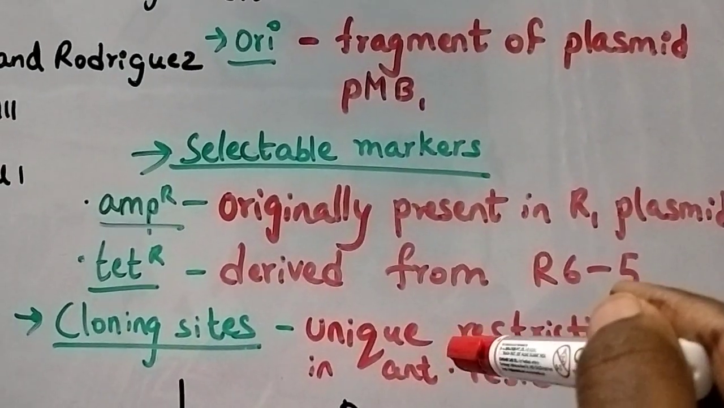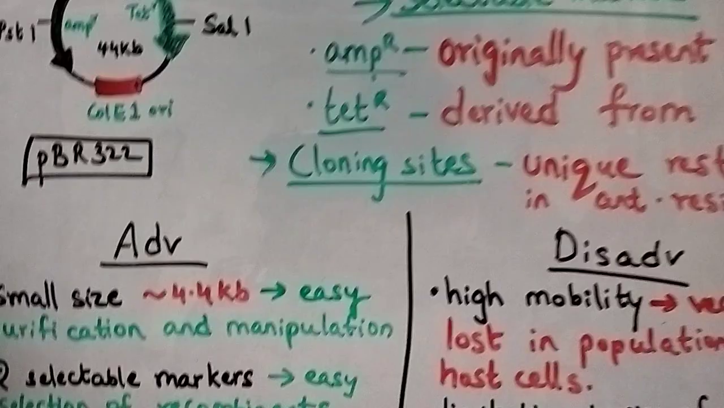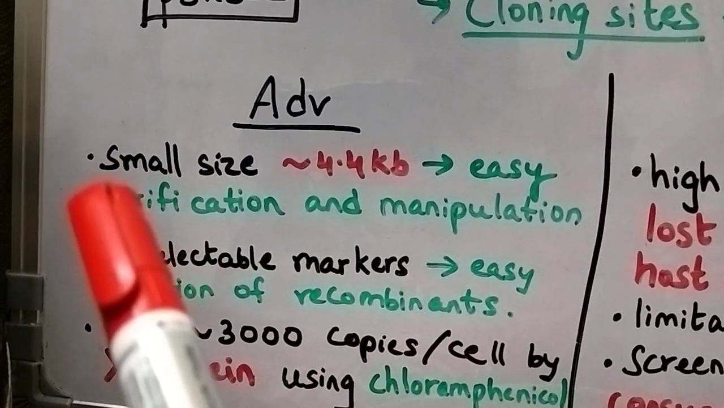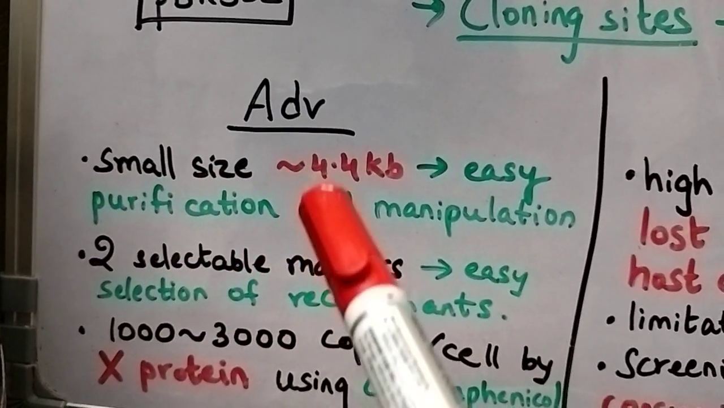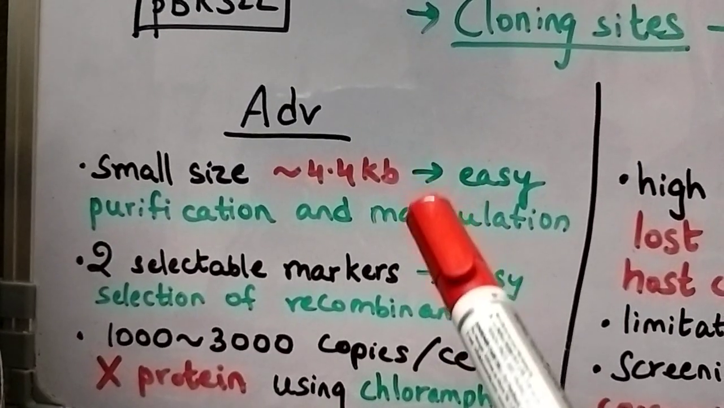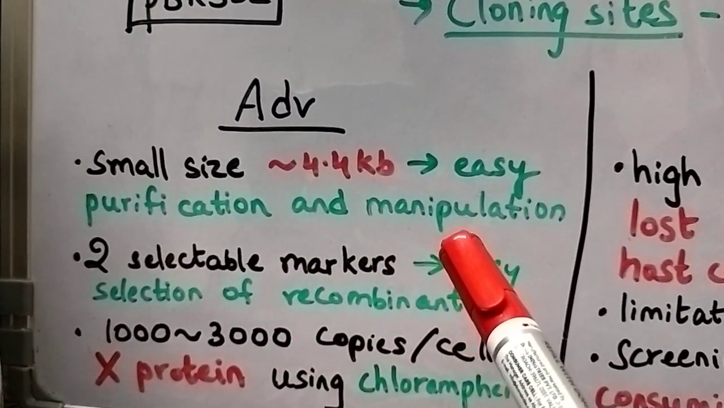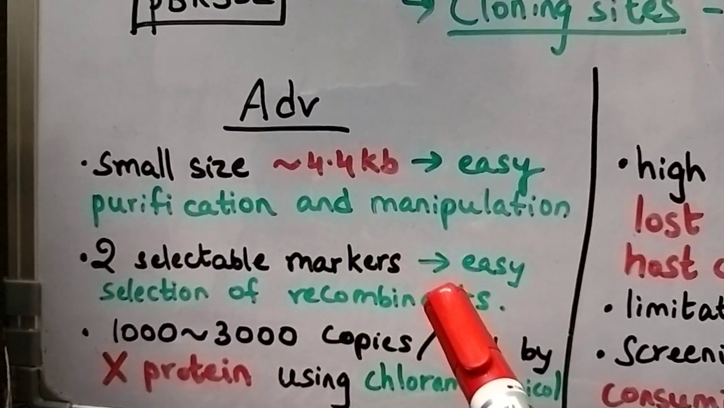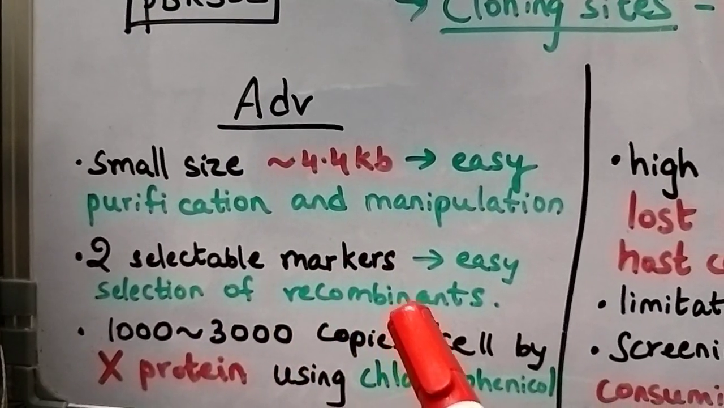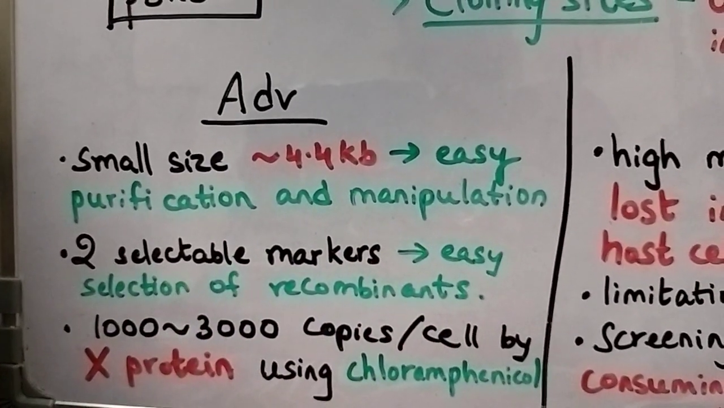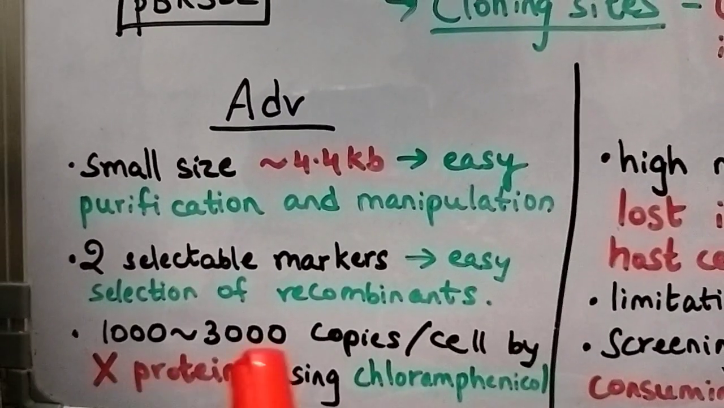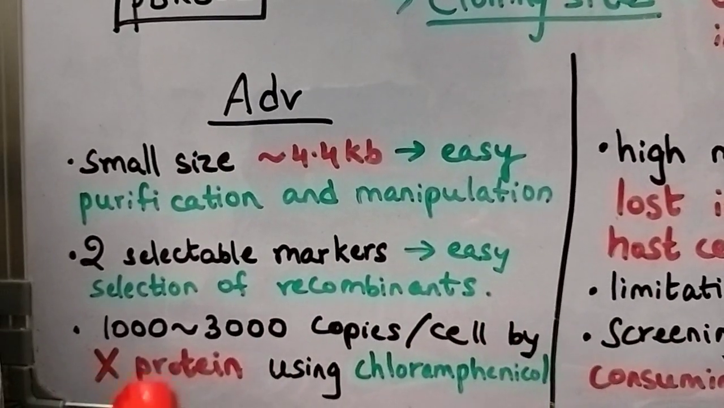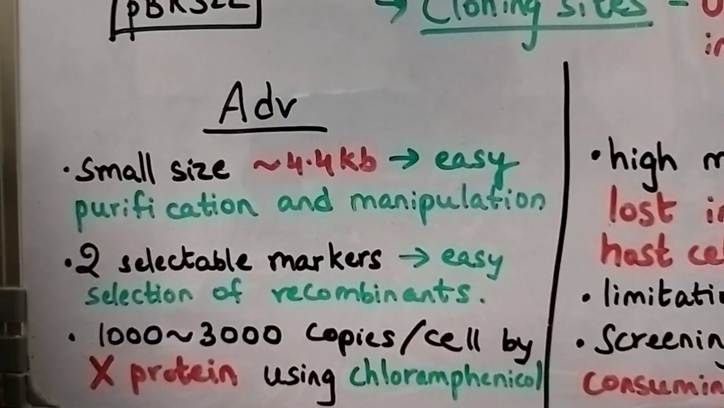PBR322 cloning vector. Now moving on to the advantages and disadvantages of PBR322 vector. First advantage is small size. It is approximately 4.4 kb in size, hence it facilitates easy purification and manipulation. It has two selectable markers, hence it facilitates easy selection of recombinants. It can be amplified to 1000 to 3000 copies per cell by stopping or blocking the protein synthesis using chloramphenicol.